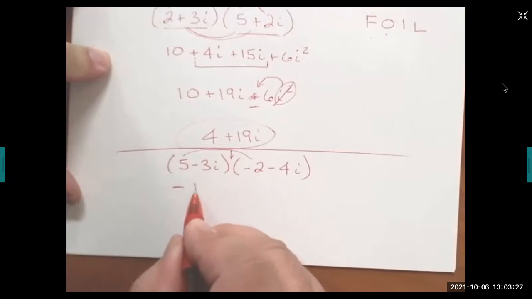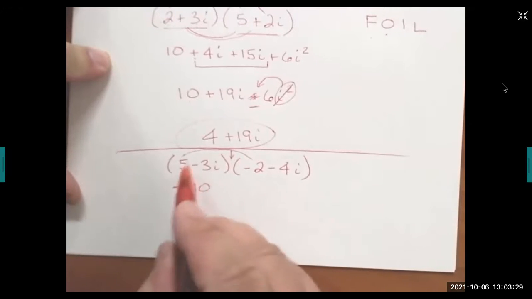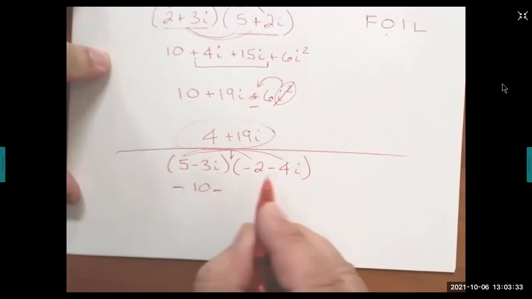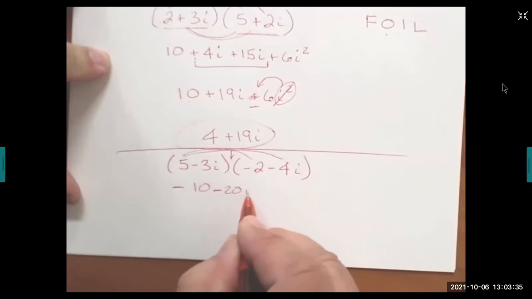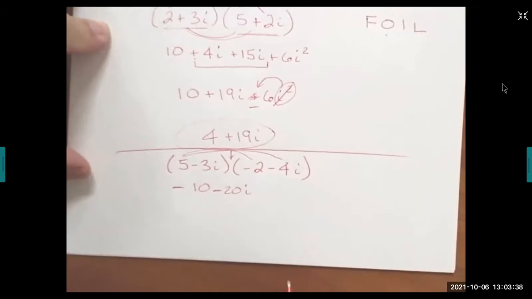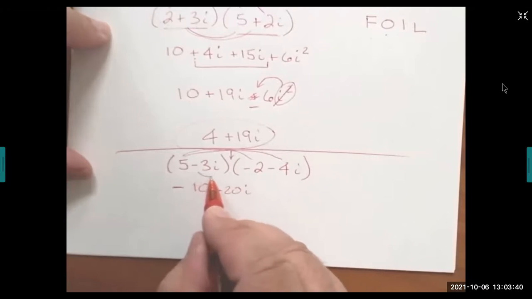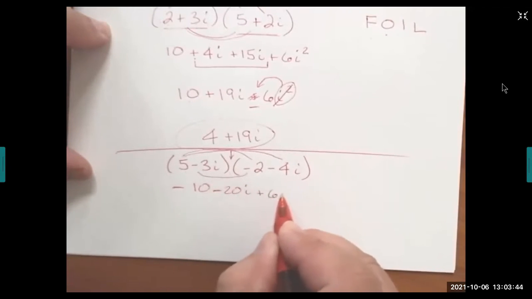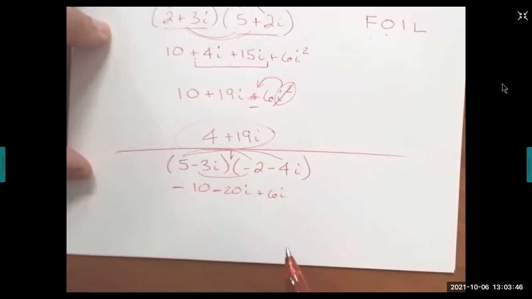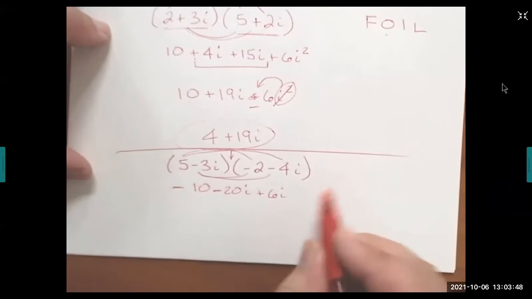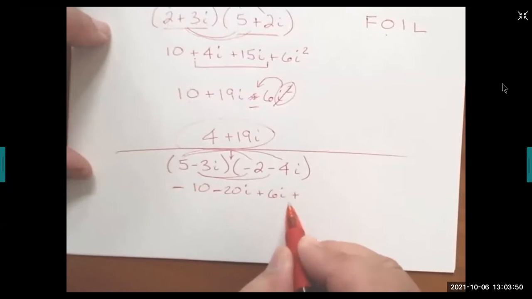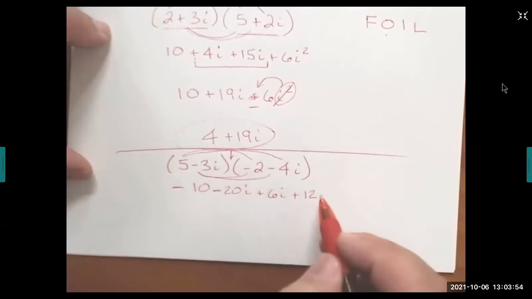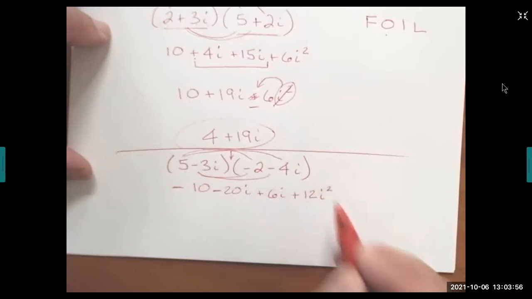So positive times negative is negative. 5 times 2 is 10. Positive times negative is negative. 5 times 4 is 20. Negative times negative is positive. 3 times 2 is 6. Negative and negative is a positive. 3 times 4 is 12. i times i is i squared.